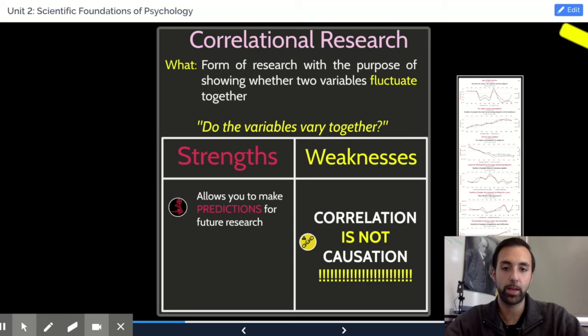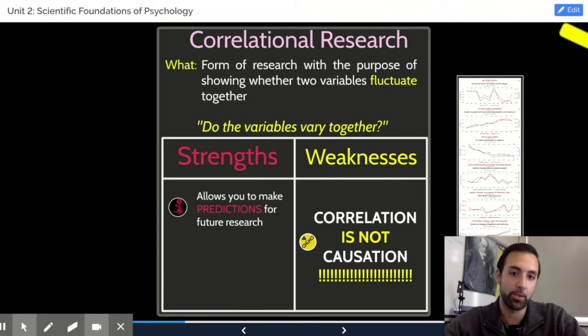I cannot stress this weakness enough. This is arguably one of the most important things I'll teach you all year. But just because 2 variables fluctuate together, meaning they're correlated, does not definitively prove cause and effect. Cause and effect, as we'll talk about in the next essential task, is a really important point in research, but it requires an experiment or some type of randomized controlled trial. Correlational research is not sufficient to prove cause and effect.